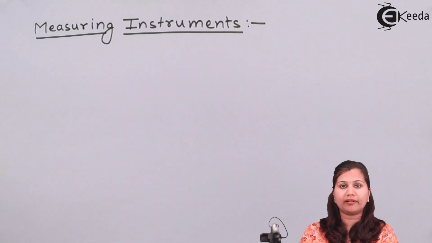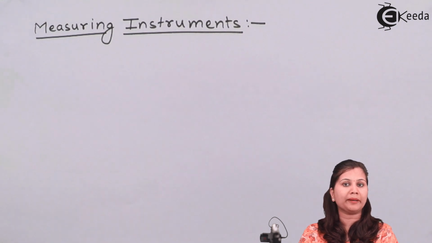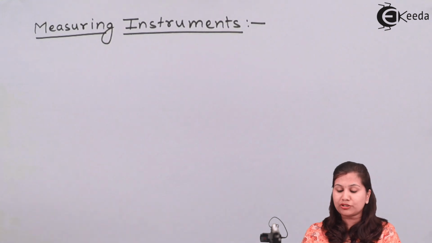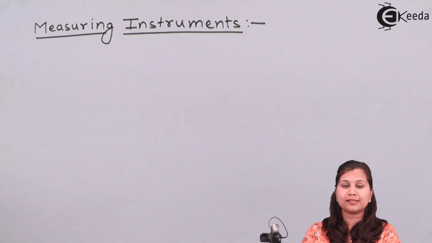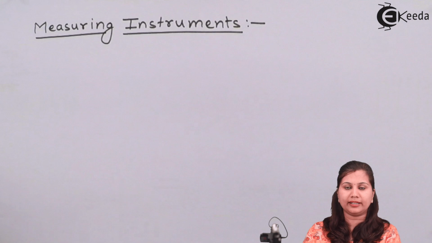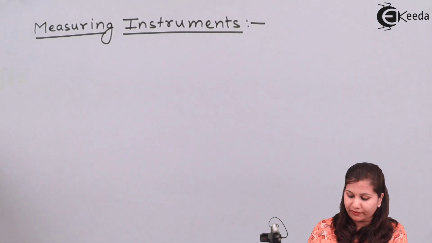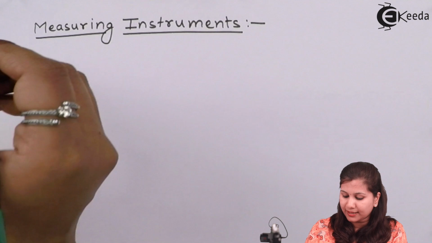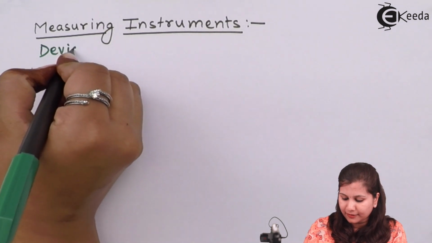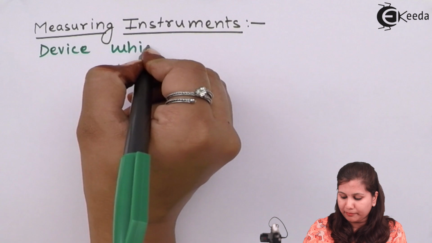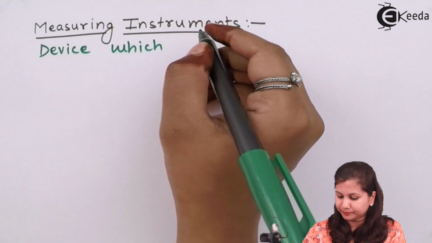In the case of engineering, the measuring instruments are like the ammeter, which is used for measuring the current, and the voltmeter, which is used for measuring the voltage. So measuring instruments are the devices which are used for the measurement of an unknown quantity like temperature, pressure, level, displacement, voltage, current. So the definition of a measuring instrument is a device which is used for measuring the unknown quantity.